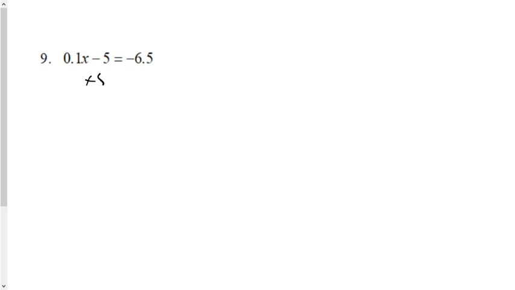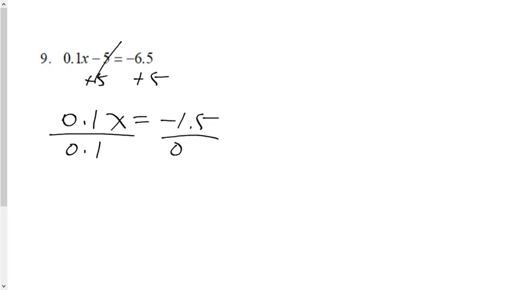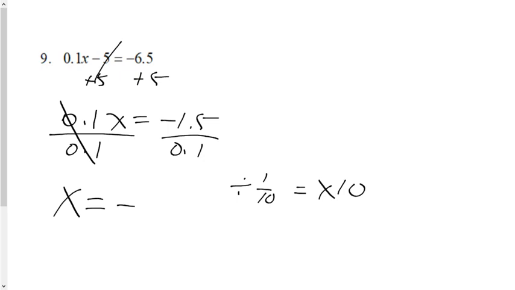Question 9, add 5 to both sides. 0.1x equals negative 1.5. Divide by the coefficient. Now again, dividing by a tenth is the same thing as multiplying by its reciprocal. So if you divide by a tenth, you're going to end up with x just multiplying by 10, so negative 15 is your solution.